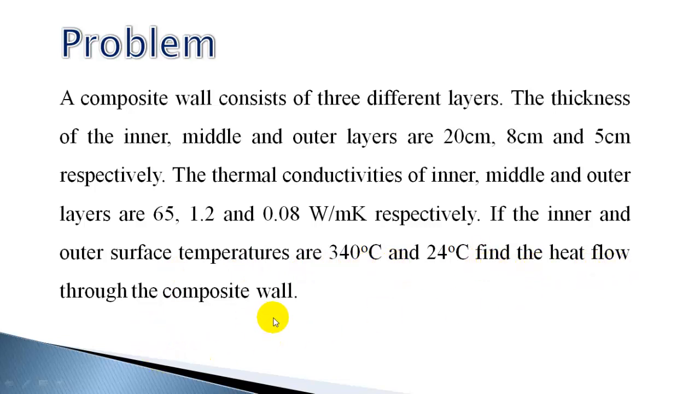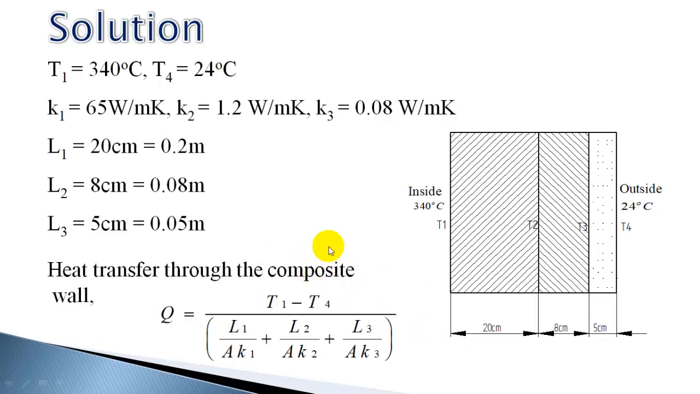So we have a composite wall with the thickness 20 cm, 8 cm and 5 cm, and with the thermal conductivity 65, 1.2 and 0.08 watts per meter Kelvin, and temperature on either side is given. You have to find out the heat flow. So we have three layers of material. We have already derived the equation for two layers. If one more layer comes, you will have one more term added like this.